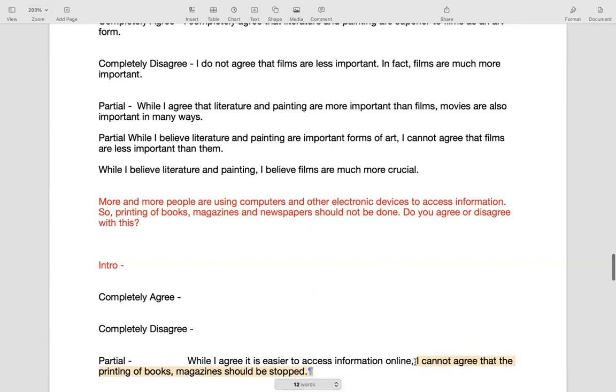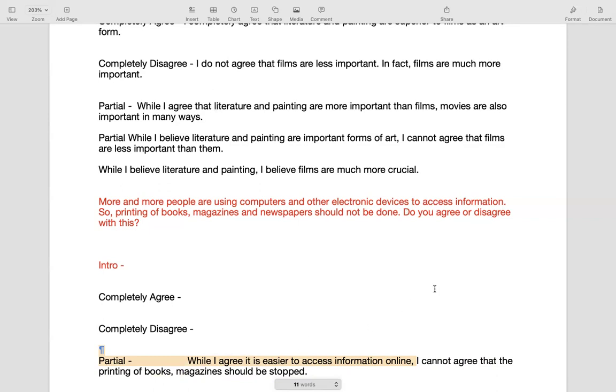Now I think this second part is in favor of books. So the first half has to support the first side for me to make a partial essay. If I write against the first half in the first side, then it will make a one-sided essay because both the halves will be in favor of books. So then I write something in favor of the first half, which is what? Online access of information. So I say it's easier. So while I agree that it is easier, and you can tell how it is easier, still I believe that books should be printed.